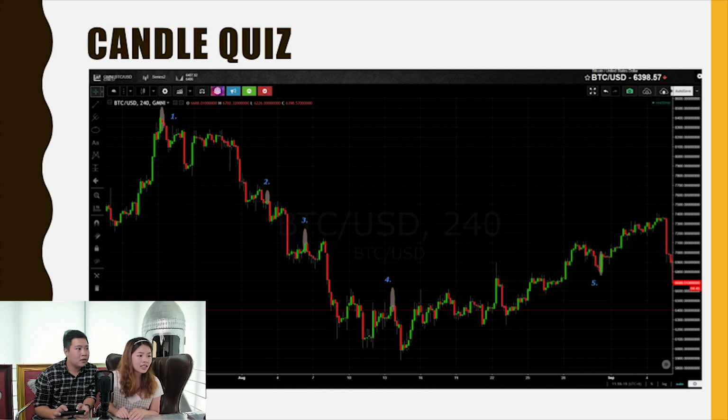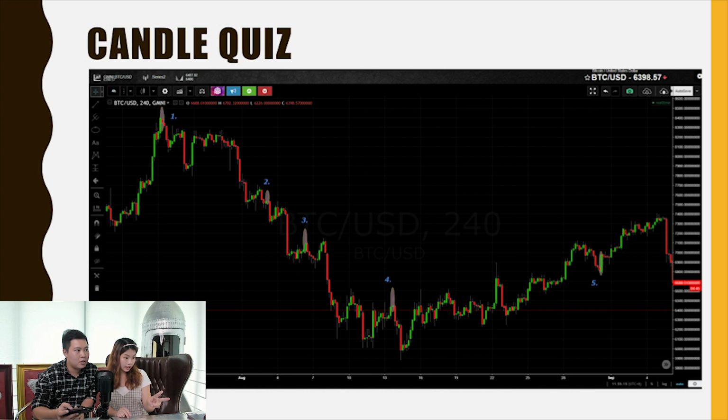Number 2. I think it's a doji. I can't even see the body. Is it called a doji? I forgot. The one with no body, right? Yes. Doji. This is pretty easy. So the first is the spinning top, second is the doji.